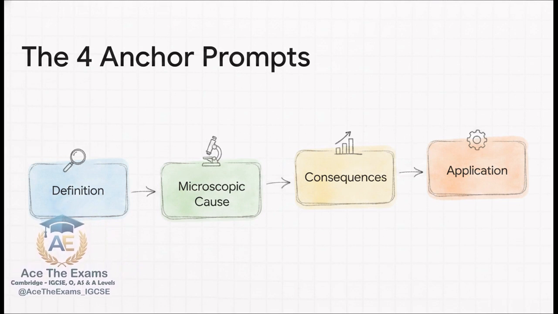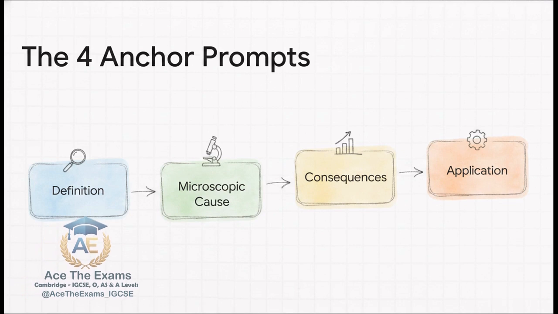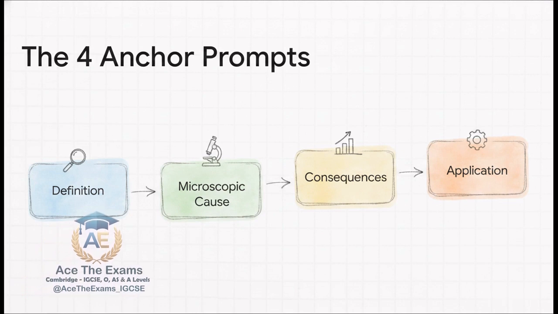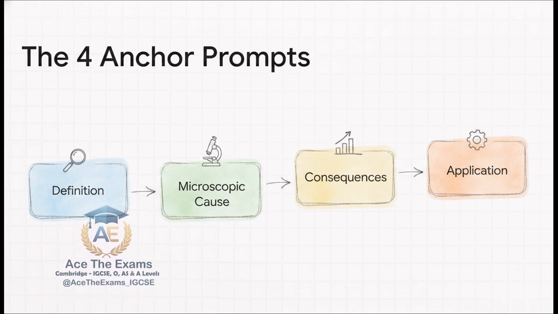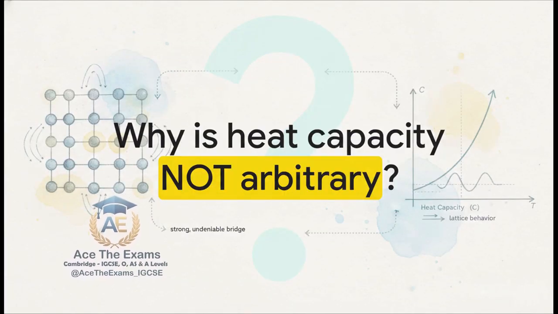Now, in just a minute, I'm going to show you the exact examiner clue that changes your answer completely. It's a trap that catches literally thousands of candidates. But first, we really need to understand how to apply these anchor prompts to macroscopic consequences. And that brings us to a major consequence you will inevitably face on past papers.